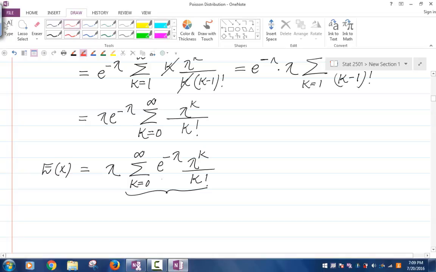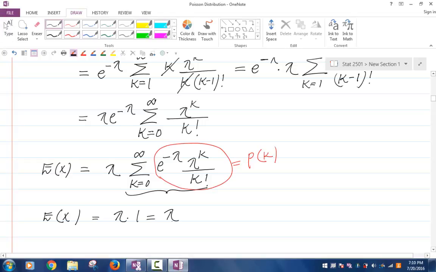Now if you think about this summand, it is exactly the probability that x is k, right? So basically this summation is giving you the sum of the probabilities of all the values of x, which is the total probability, and therefore it's got to be 1. So what we get for the expectation of x is lambda times 1, which is lambda. So that gives us the expectation.